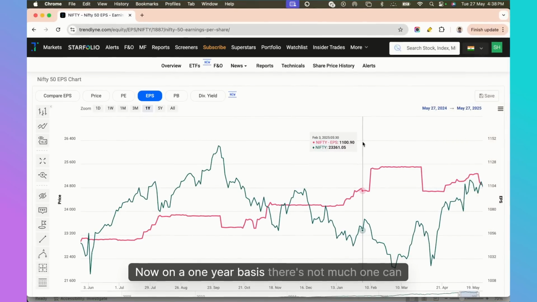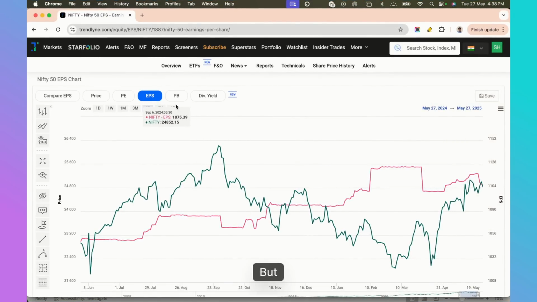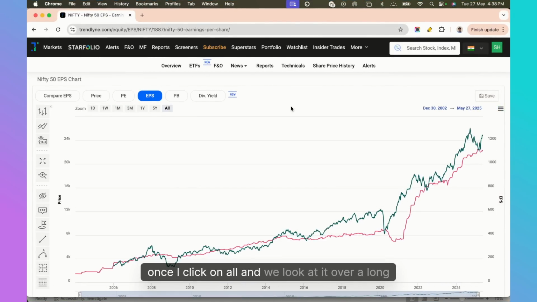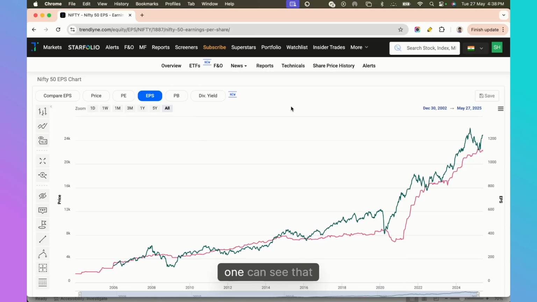Now, on a 1 year basis, there's not much one can look at. There's no visible pattern here, but once I click on all and we look at it over a long period, one can see that the Nifty 50 and the Nifty 50 EPS seem like mirror images of each other. The point I want to stress here is that the Nifty 50 is nothing but a function of how the Nifty 50 EPS operates.